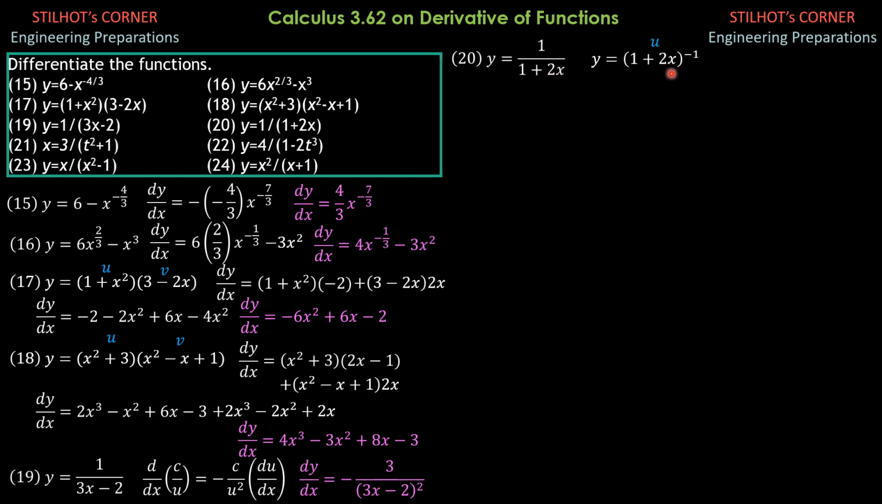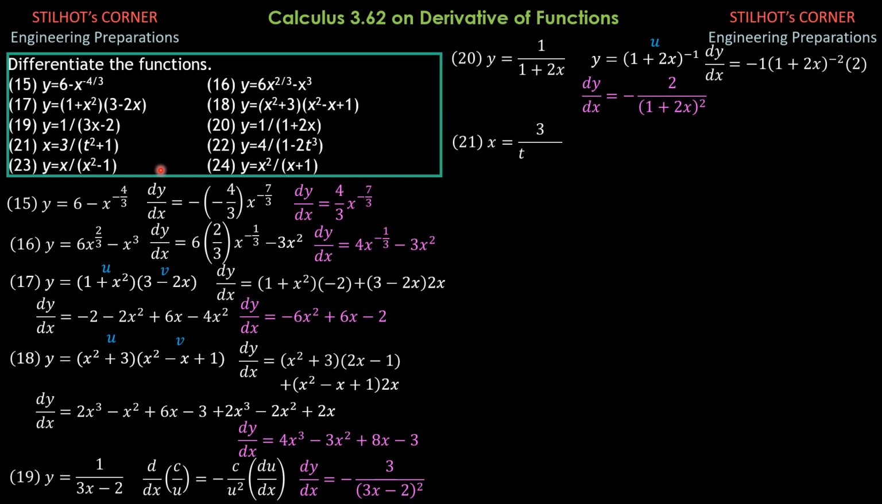So dy/dx is negative 1 times quantity 1 plus 2x raised to negative 2 times 2, because the derivative of 1 plus 2x is 2. Simplifying, dy/dx is negative 2 over 1 plus 2x to the power 2. You may use this guide again in differentiating that. If we use it, we have negative 1 over 1 plus 2x raised to 2 times 2. So it's the same: negative 2 over quantity 1 plus 2x squared.